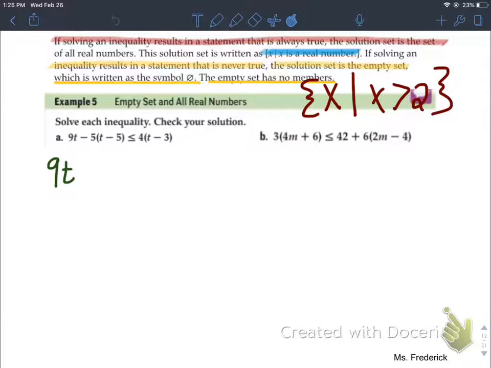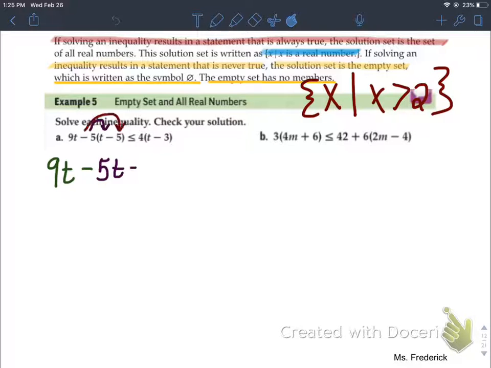Back to the explanation that if solving an inequality results in a statement that is never true, the solution is an empty set. And we know that an empty set can be written with a circle with a line through it. The empty set means that it has no members, it has no numbers that make the statement true. So in this first example here, we are going to distribute and simplify so that we can see what kind of answer we are going to get.